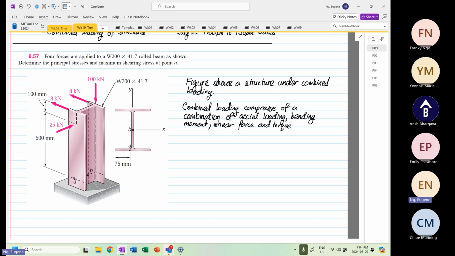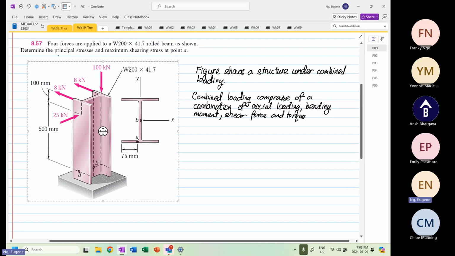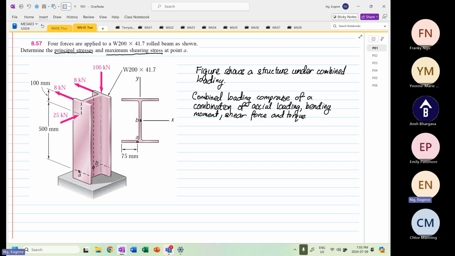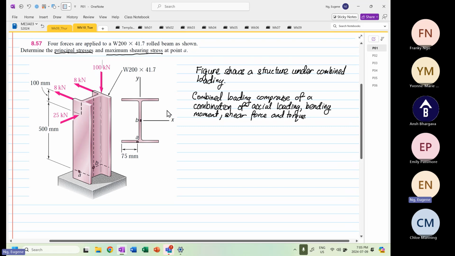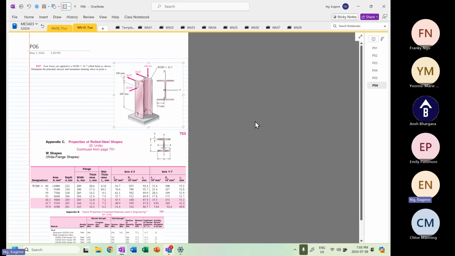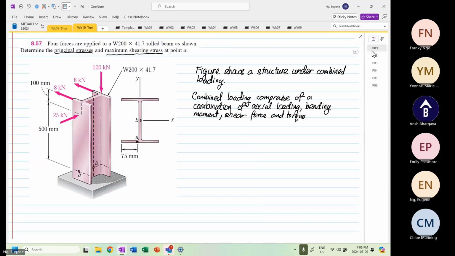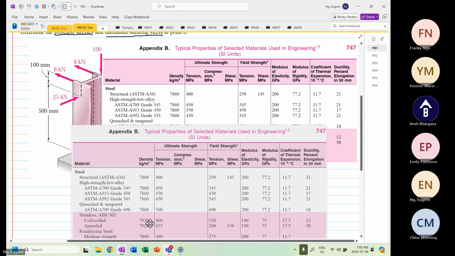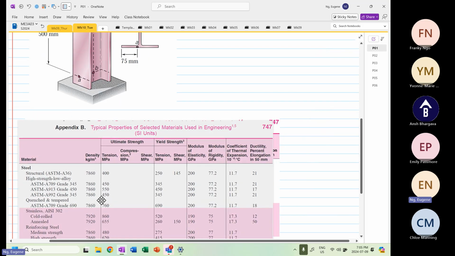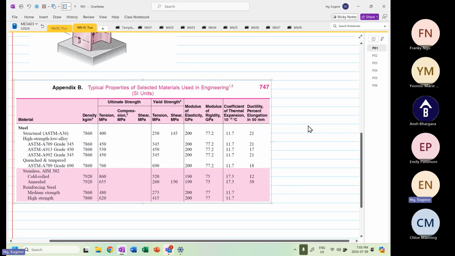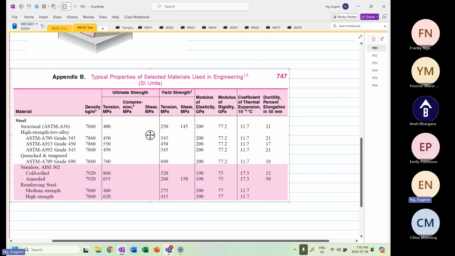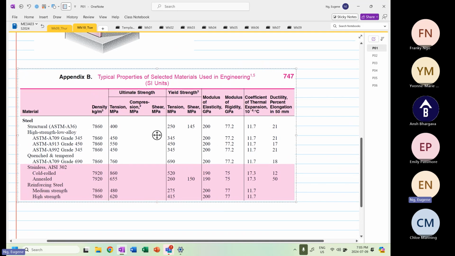This question asks us to determine, and today you're going to learn new terms: the principal stresses and the maximum stresses at point A, and we're also going to do point B. This is how a structure is loaded most of the time. Now, let's look at a material handbook. You can get any material handbook. For this case, we're going to focus on steel.